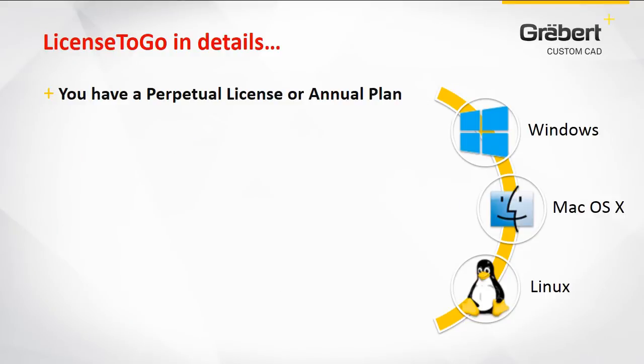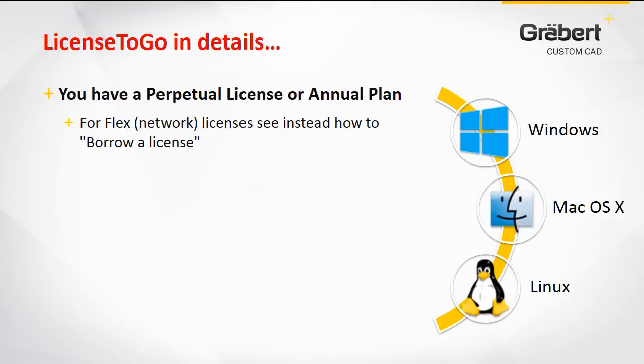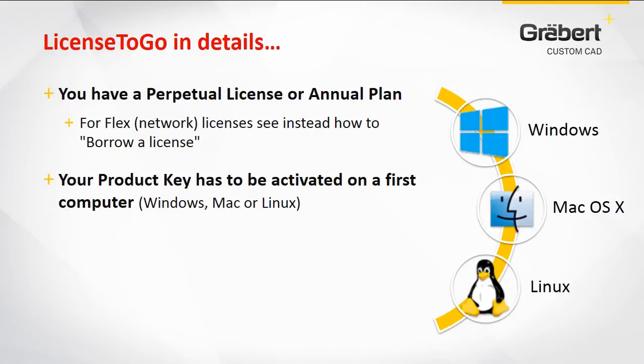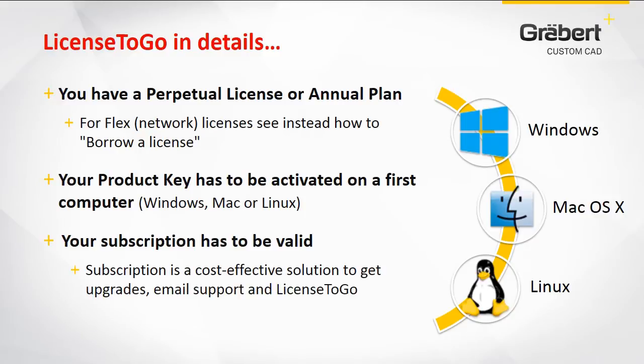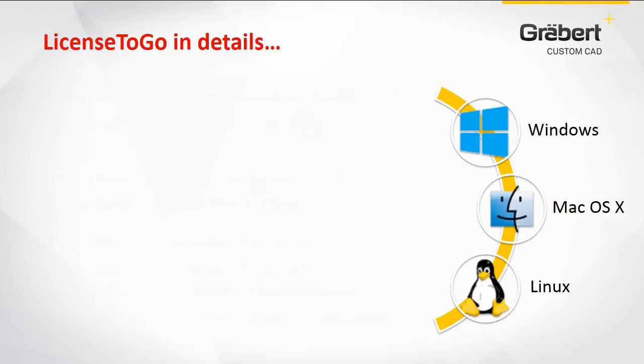This feature is for any user who has a perpetual license or annual plan. Your license must be activated first on a main computer. You need a valid subscription. If it has expired, you can no longer use License to Go.